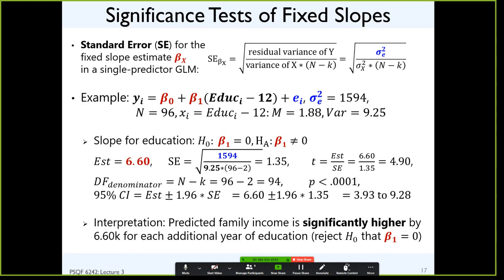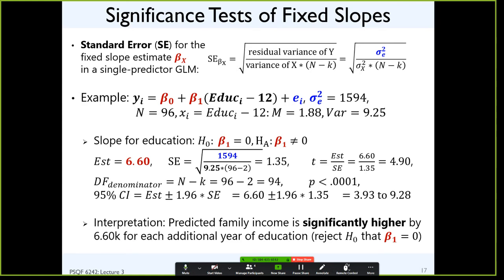So that's our friend sigma squared e, the variance of the errors, specifically of the residuals. We still have a function of sample size in here. Now, instead of n, it's n minus k. K is the number of betas, the number of fixed effects. It's the number of quantities that you had to estimate in order to get your residual variance down to this. It's 2 here because I have an intercept and a slope for education. If I added a second predictor, it'd be n minus 3 instead of n minus 2.